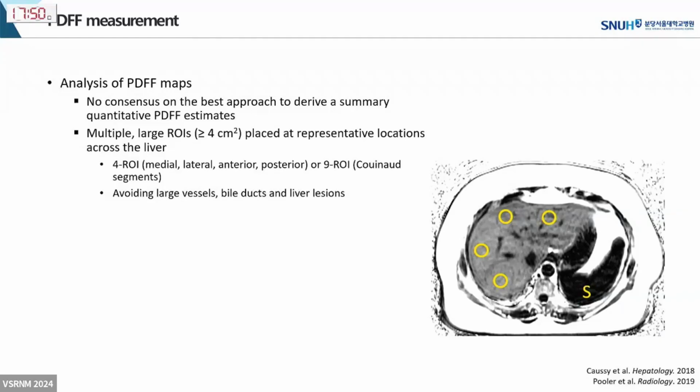Analysis of the PDFF map is an area of active investigation, and there is currently no consensus on how to measure PDFF. Generally, it is recommended to place multiple large ROIs at representative regions in the liver, avoiding large vessels, bile ducts, and liver edge regions.